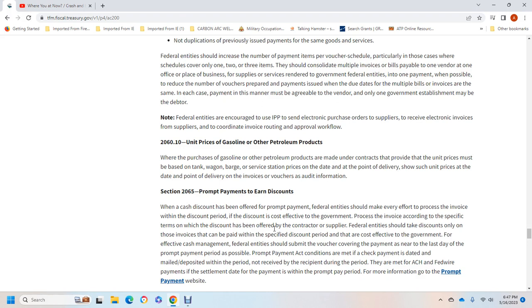They can be paid with the specific discount period with the arrow cost for the government for effect of the management of the federal entity. It should be submitted with the voucher covering the payment that is near the last day of the prompt payment of the possible Prompt Payment Act.